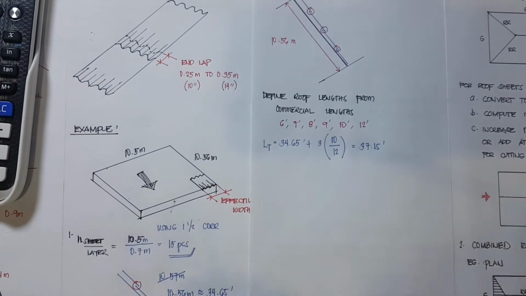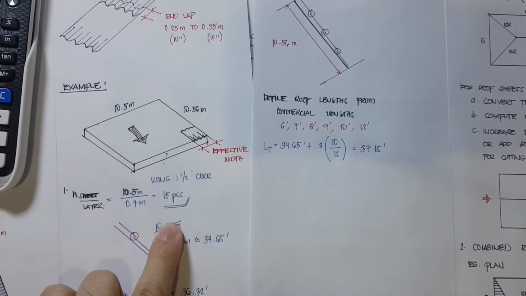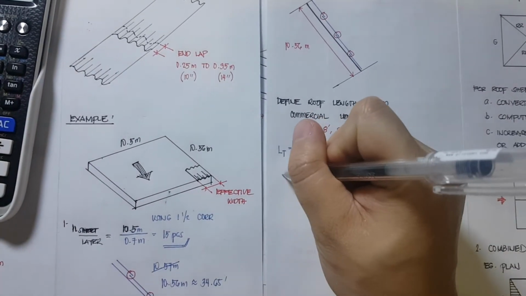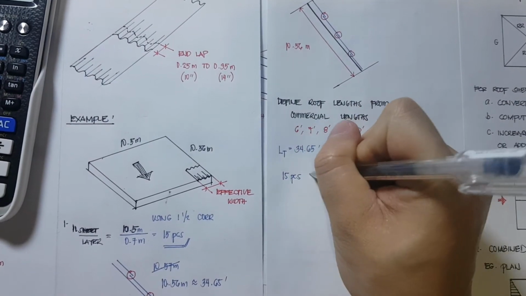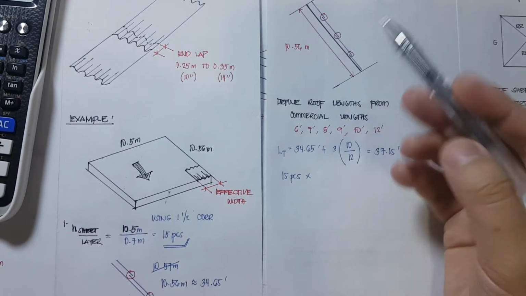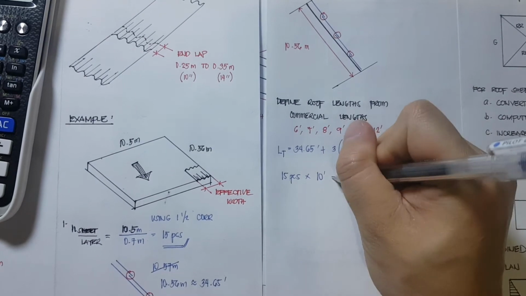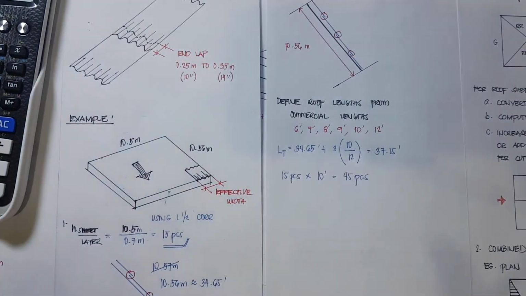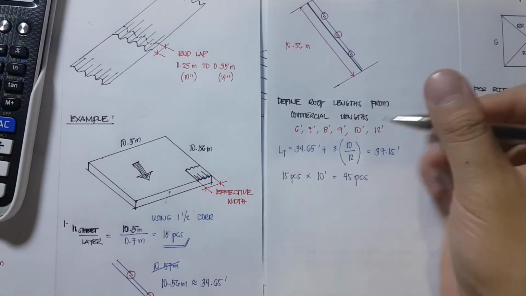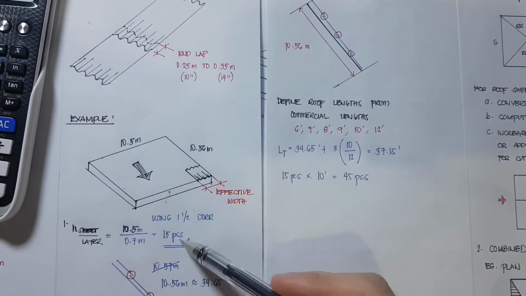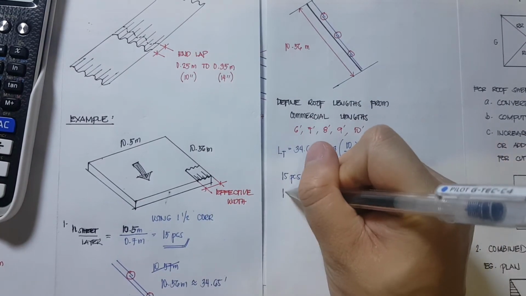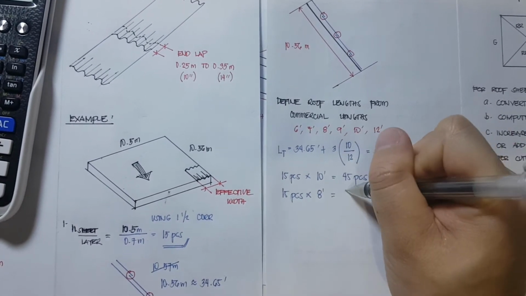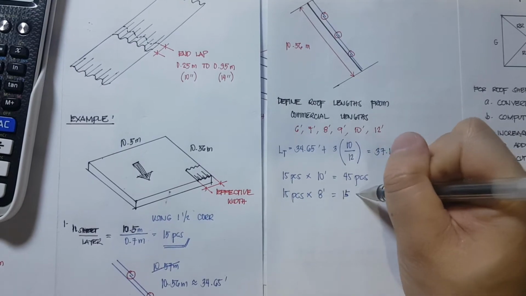Okay? So take note, per layer, we are using 15 pieces. So 15 pieces times how many layers of 10 feet we have? 10 feet. Therefore, we have 45 pieces. Next, we have the 8 feet, which is also 15 pieces per layer. So 15 pieces times 8 feet, and that is 15 pieces.